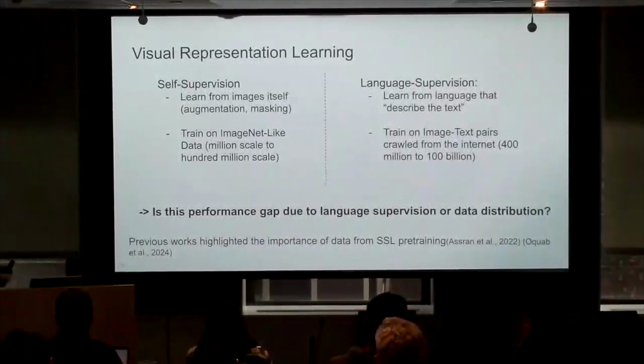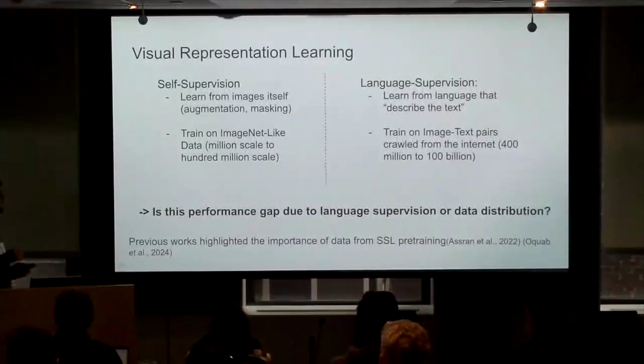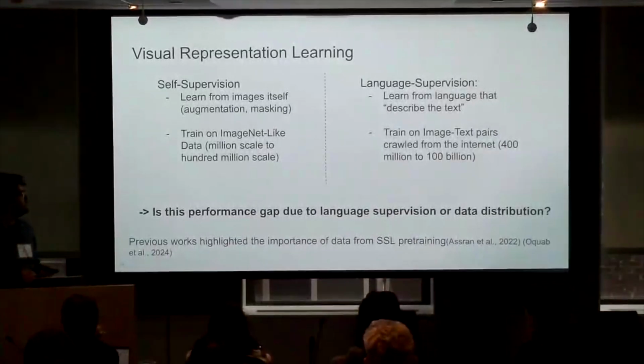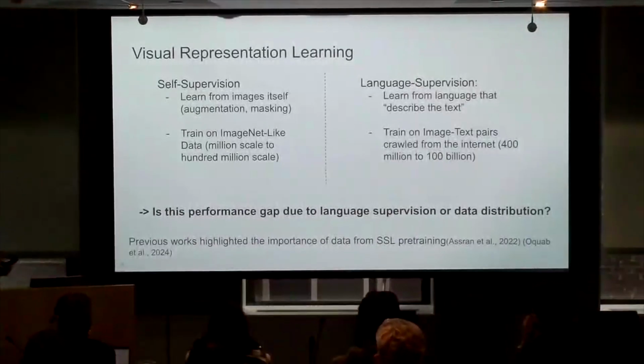But there is another difference. If you look at the current SSL approaches, including Dino v2, most of them are still trained on an ImageNet-like distribution. For instance, Dino v2 is trained on the LVD dataset, which is 140 million images, but it's built to be similar to the ImageNet-like distribution. On the other hand, all the CLIP-based approaches are trained on images crawled from the internet, at a much higher scale, right? They are usually from 400 million to a few billion, right?